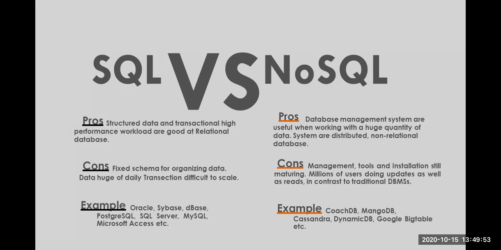Management tools and installation are still maturing, which means there is no specific way to manage a NoSQL database. Millions of users are doing updates at a time, consistently and in real time, so the number of reads, in contrast to a traditional DBMS, will be higher. We have to manage all that. The examples, as we have seen, are CouchDB, MongoDB, Cassandra, etc.